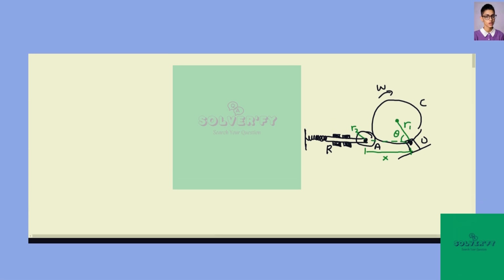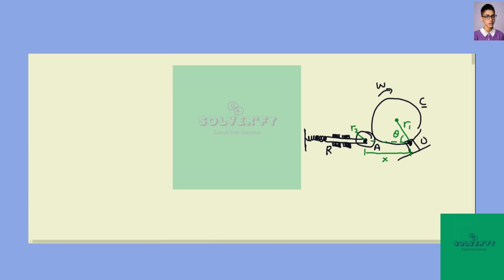So in this question, we have the cam, and then we also have the rod. Now in this question, the cam rotates with constant angular velocity. Okay, so this is constant. And then we need to determine the velocity of rod R for any angle theta of cam C.